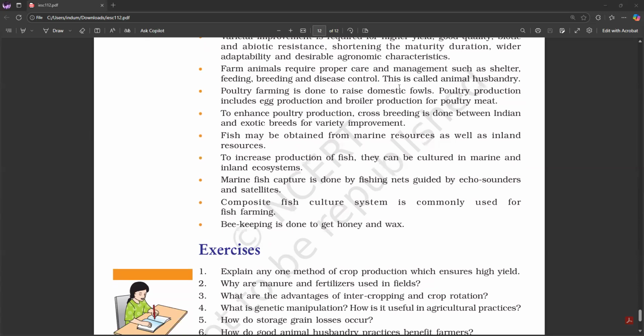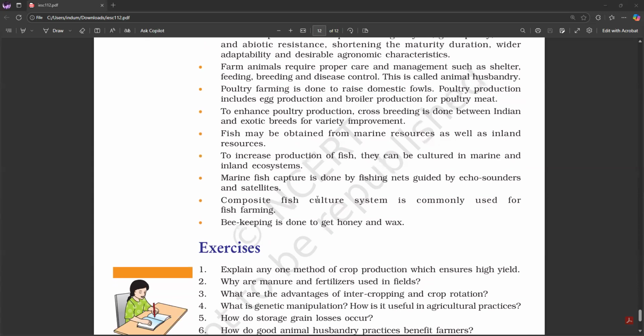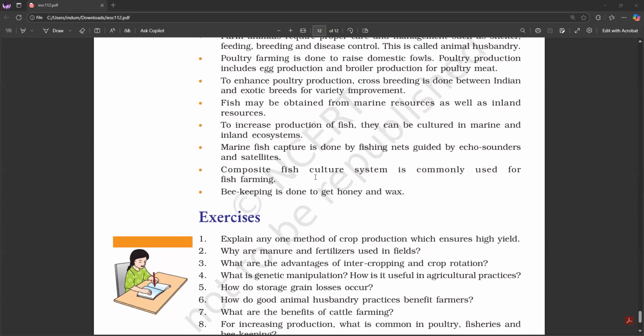This is called animal husbandry. Poultry farming is done to raise domestic fowls. Poultry production includes egg production and broiler production for poultry meat. To enhance poultry production, crossbreeding is done between Indian and exotic breeds for variety improvement.